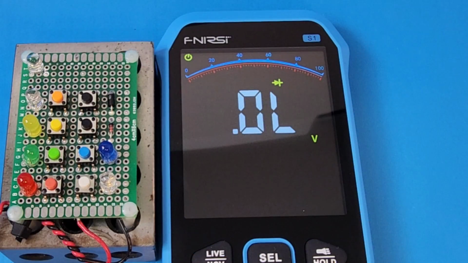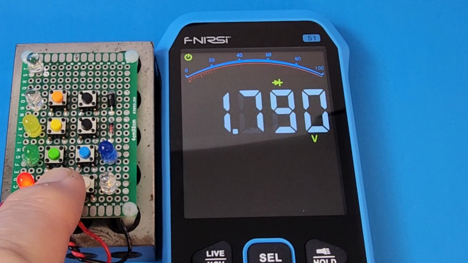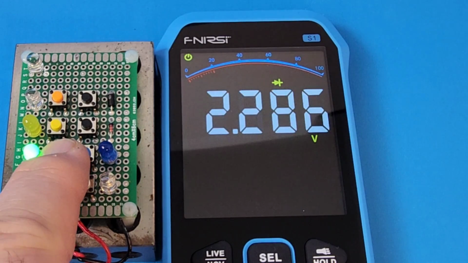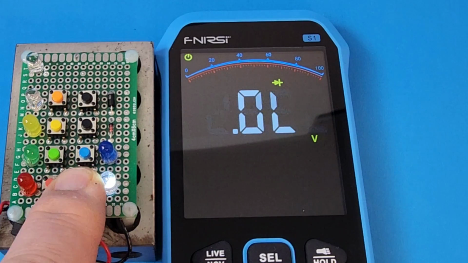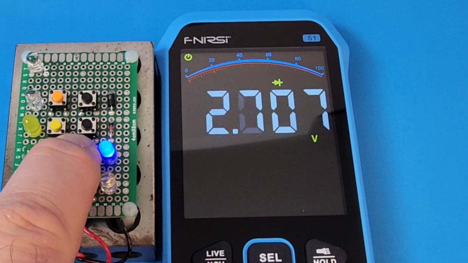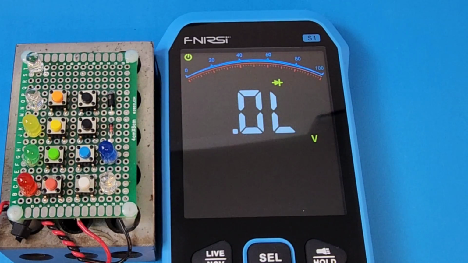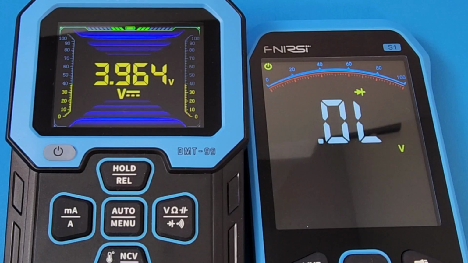Alrighty, diode LED, light emitting diodes. Here we go, starting off with that red LED. Lit. Same with the green, and there's our forward voltage drop over to the yellow. Not a problemo. Onto the white. And the blue. 5 for 5. Awesome. Maximum output in diode mode, 3.9 volts.